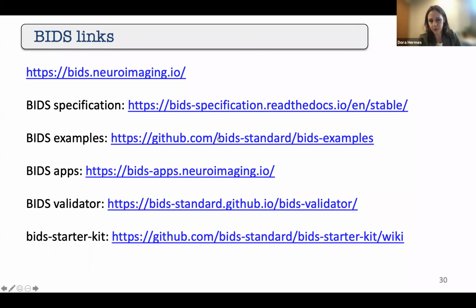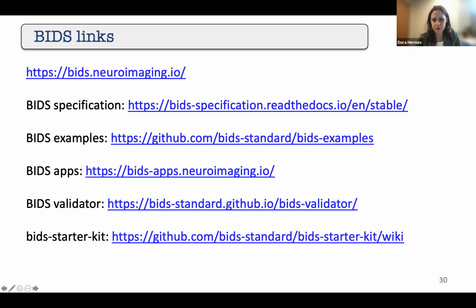I have an example on the BIDS example page. BIDS apps allow you to process these data automatically with a Docker container. And on this website, you can find how to basically build those Docker containers. The validator, which you can use to validate your data, is available online.